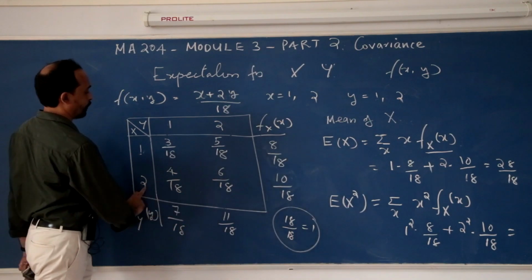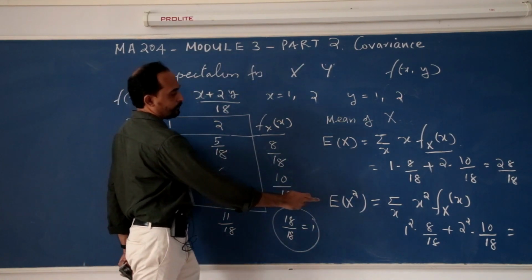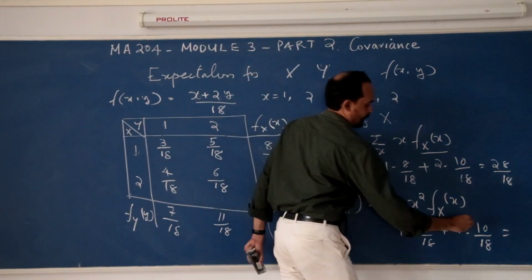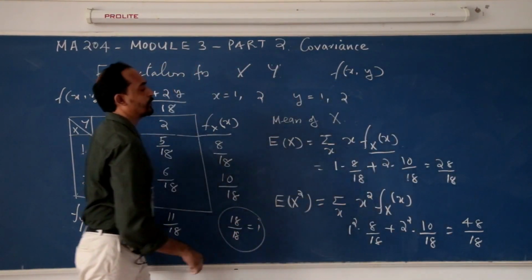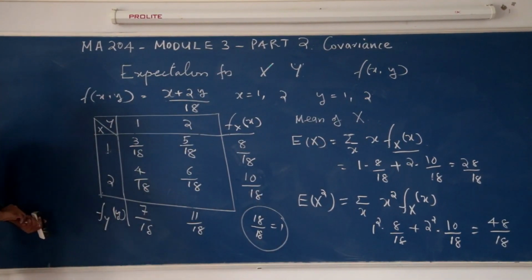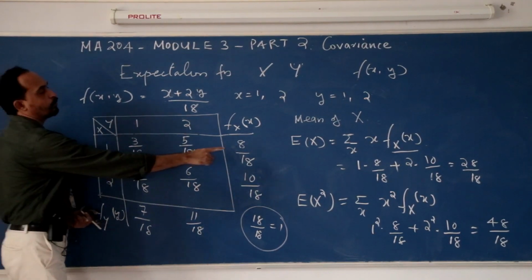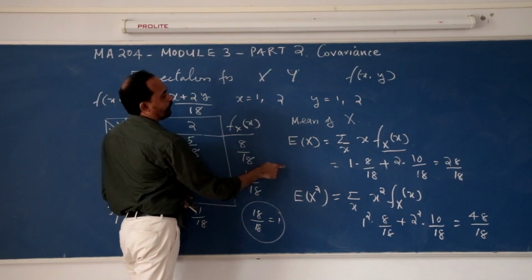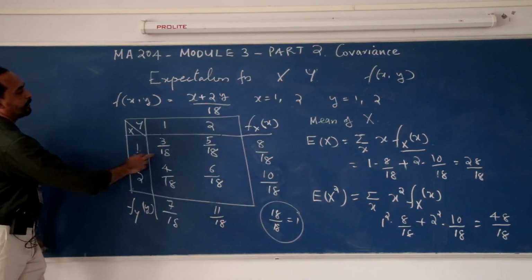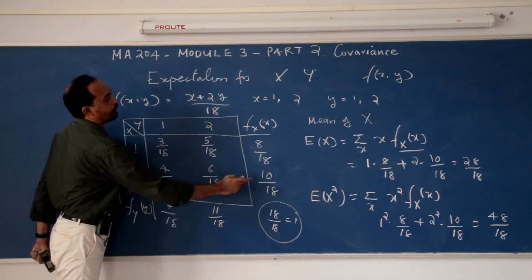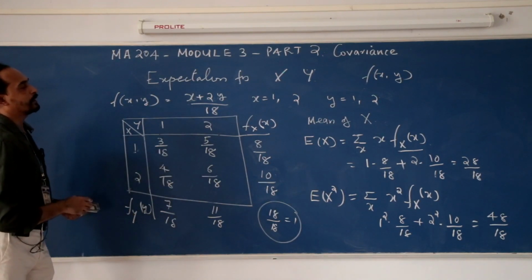2 square is 4, 4 into 10 by 18, 40 by 18 plus 8 by 18, that is 48 by 18. That is the expectation of x square. How to find the mean? Expectation of x. So expectation of x square is equal to 1 square into 8 by 18 plus 2 square, 4 into 10, 40 plus 8, 48 by 18.